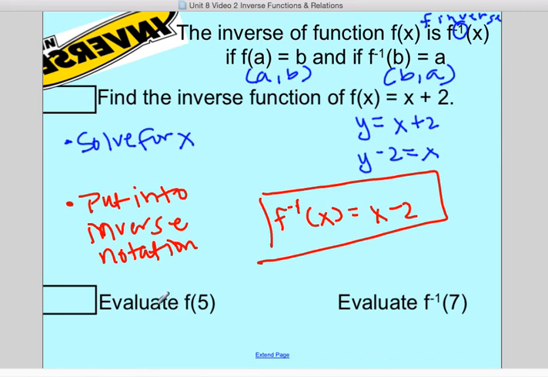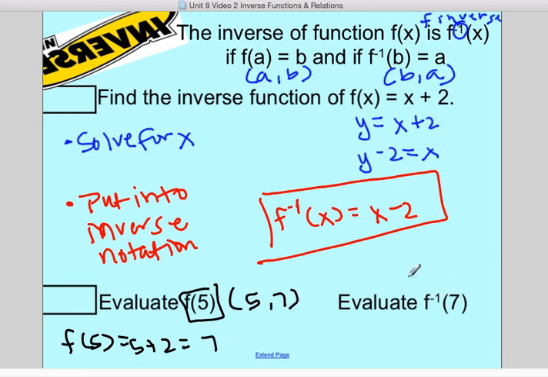So now it says evaluate f of 5. This is f of 5, so that means I'm going to use this one. So f of 5 is equal to 5 plus 2, so that gives me out 7. So this is really the ordered pair 5, 7. Now it's telling me to use my inverse. So if I do the inverse of this ordered pair, essentially I should get out 7, 5.